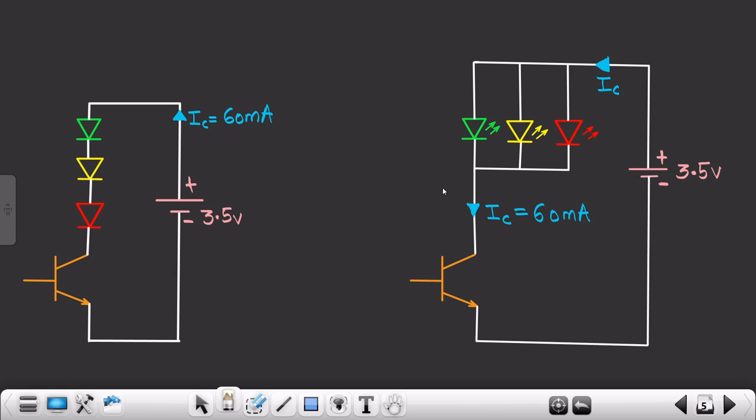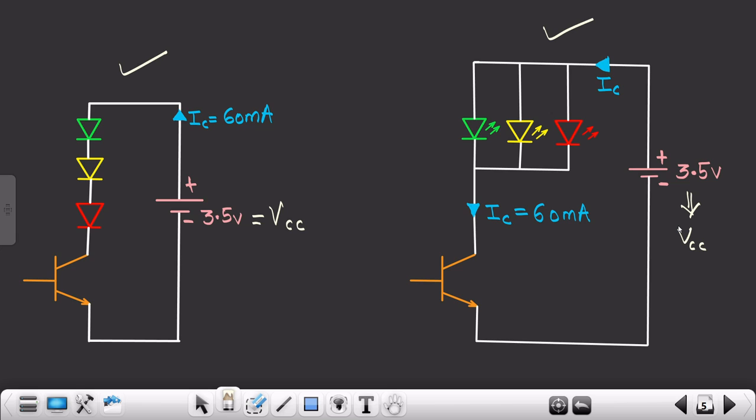Now, being a student, you would ask me, sir, should we go with this particular setup or this particular setup? In both cases we are getting 60 milliampere of current, which will flow in this particular direction. Over here as well, this IC will flow in this direction. That is 60 milliampere, and in both of these scenarios we have connected 3.5 volts over here. That means this is our VCC. Let me write over here, this is our VCC. Over here as well, this is our VCC.